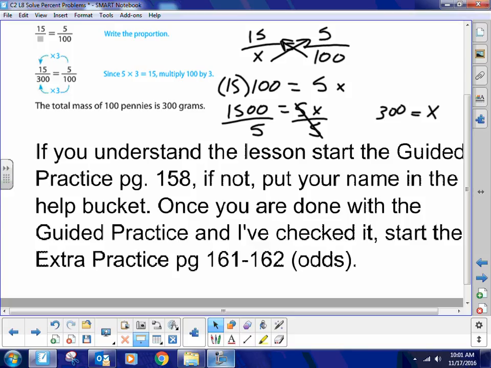I am going to give a personal lesson today on is over of equals percent of a number. Or it is also called part over whole is equal to percent of a number. All right. If you understand the lesson, start the guided practice on page 158. If not, put your name in the help bucket. Once you are done with the guided practice and I've checked it, start the extra practice on page 161, 162. Remember just to do the odds. Quit asking me if it's just the odds, okay? Do only the odds. Thank you.